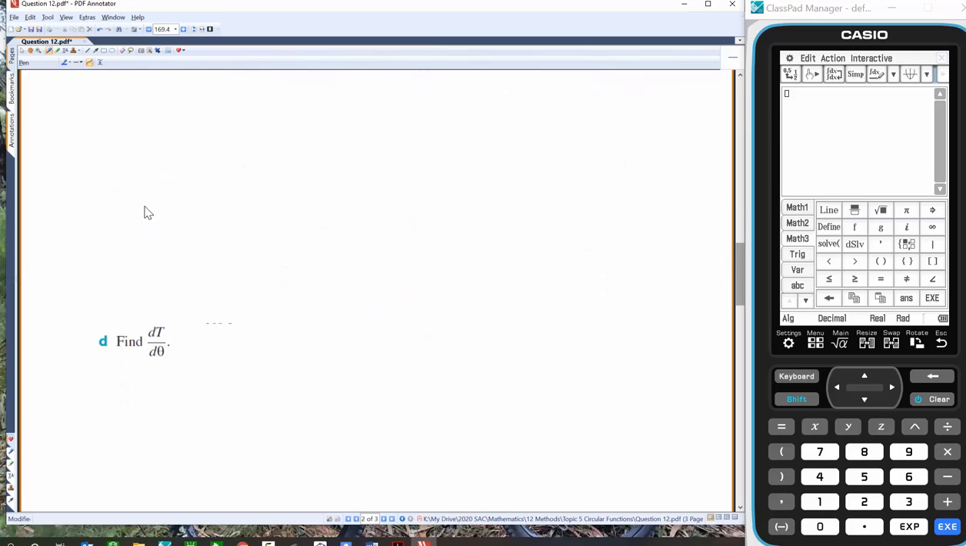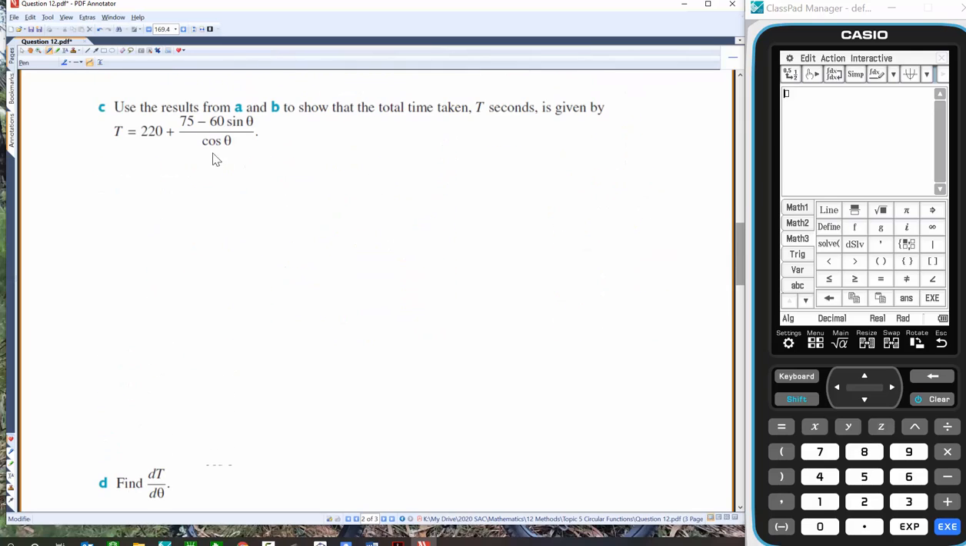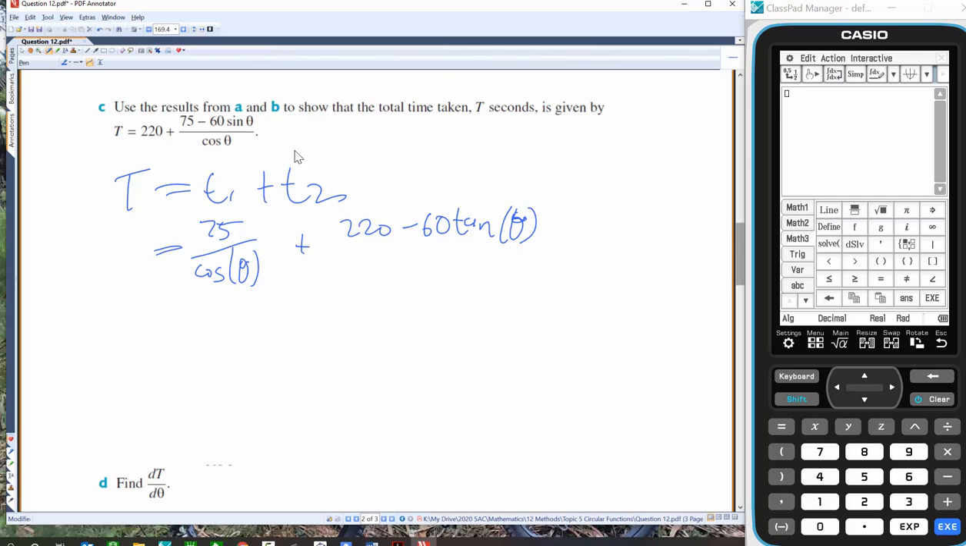All right, now what we need to do is use the results from A and B to show that the total time. So total time is going to be the time taken for section 1 plus the time taken for section 2. Now section 1, we've already devised that time is 75 over cosine theta, plus the other one is 220 take away 60 tan theta. All right, so I need to get this into this form, and it's got everything to do with tan theta.